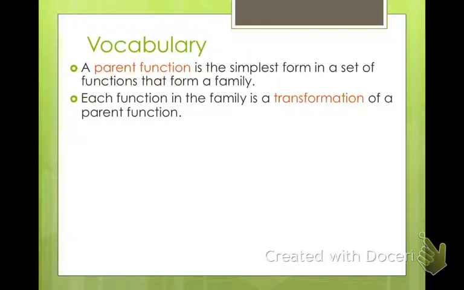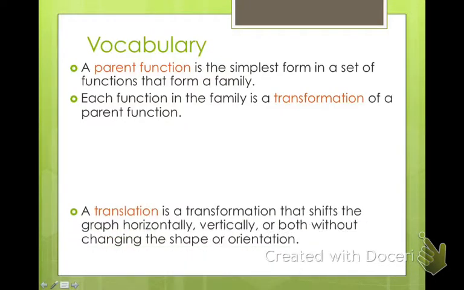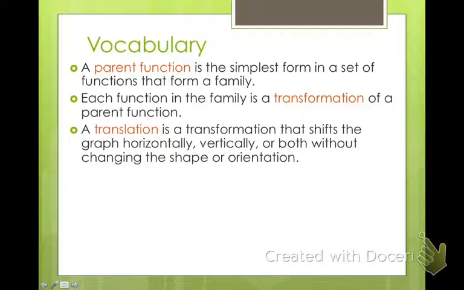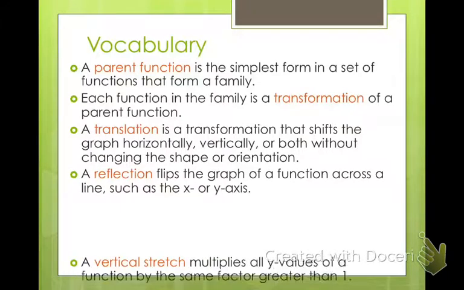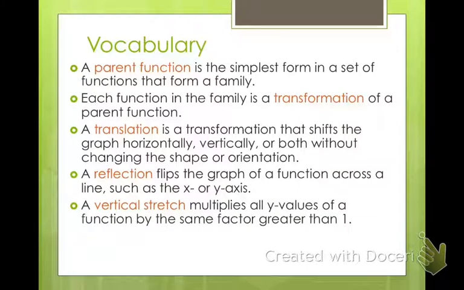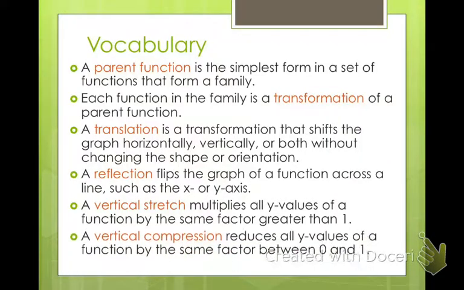So each function of the family is a transformation of the parent function. A translation is just a transformation that shifts horizontally or vertically and does not change the shape or the orientation. A reflection either flips it across the x-axis or the y-axis, so we have two different kinds of flips. A vertical stretch just multiplies that function by a factor that's greater than 1, and a compression multiplies it by a factor that's between 0 and 1. So stretch just makes it bigger, compression makes it smaller.